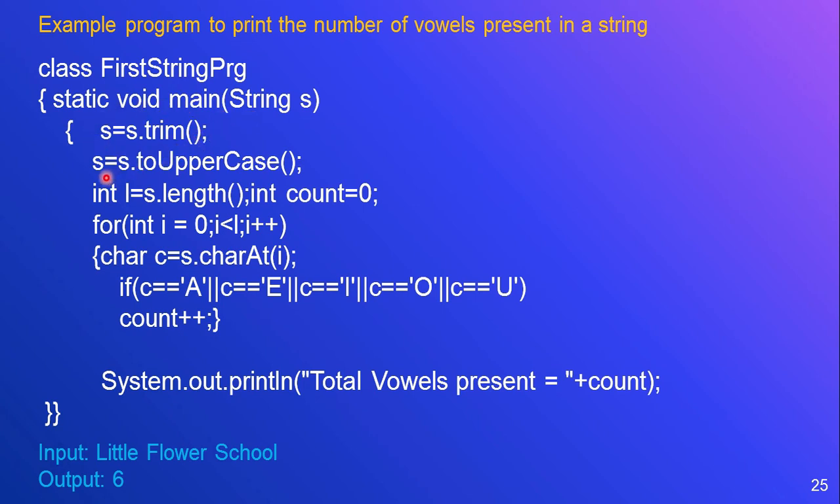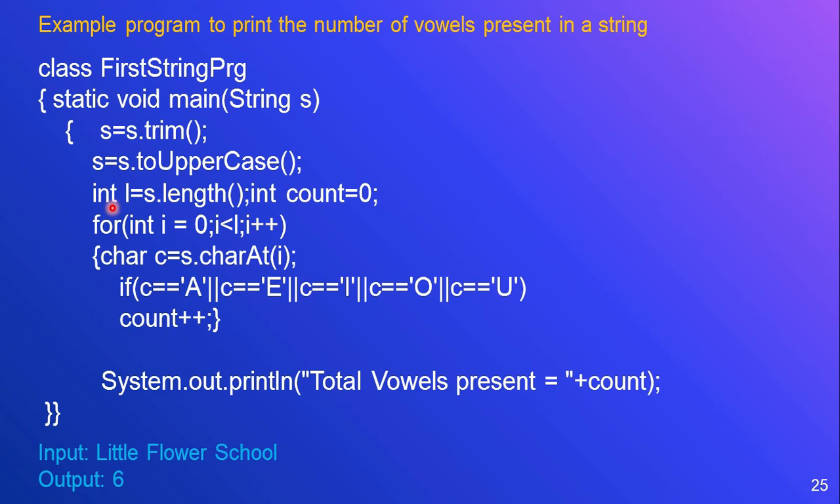See the next statement. s.toUpperCase() means the string that you have given here will be converted to uppercase, and it will be stored in the same variable itself. So s is equal to s.toUpperCase(). Our present string will be converted to uppercase, and that will be stored in s itself.